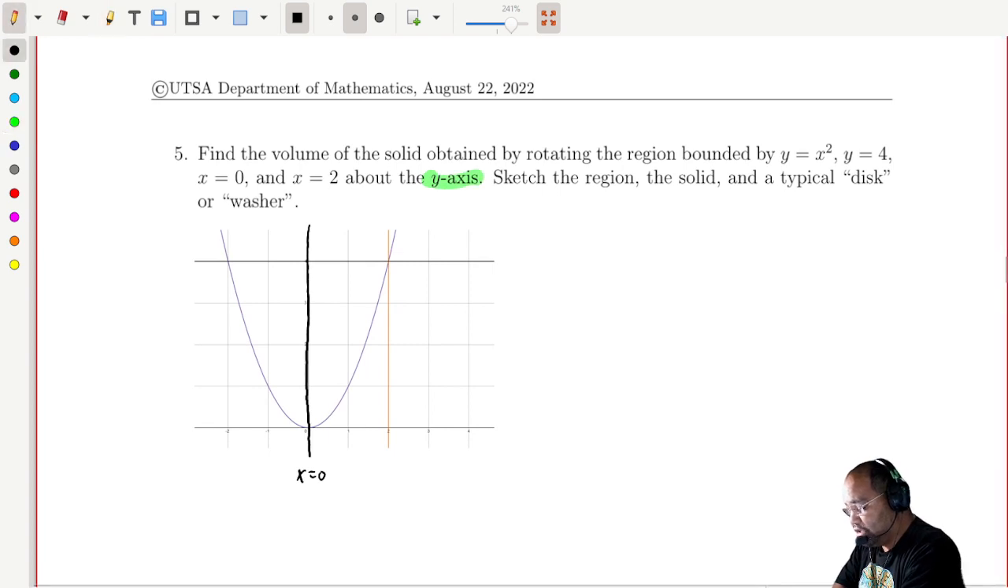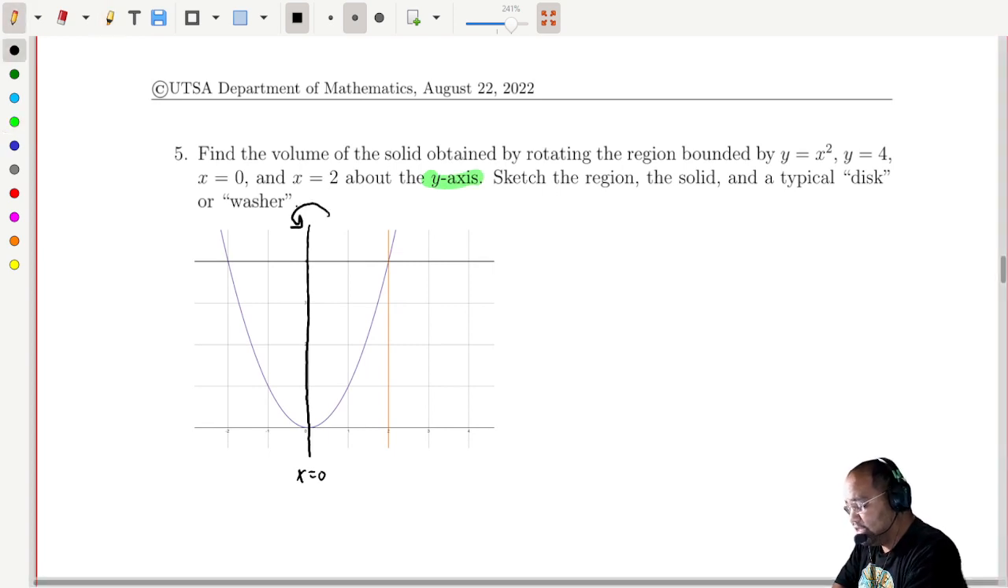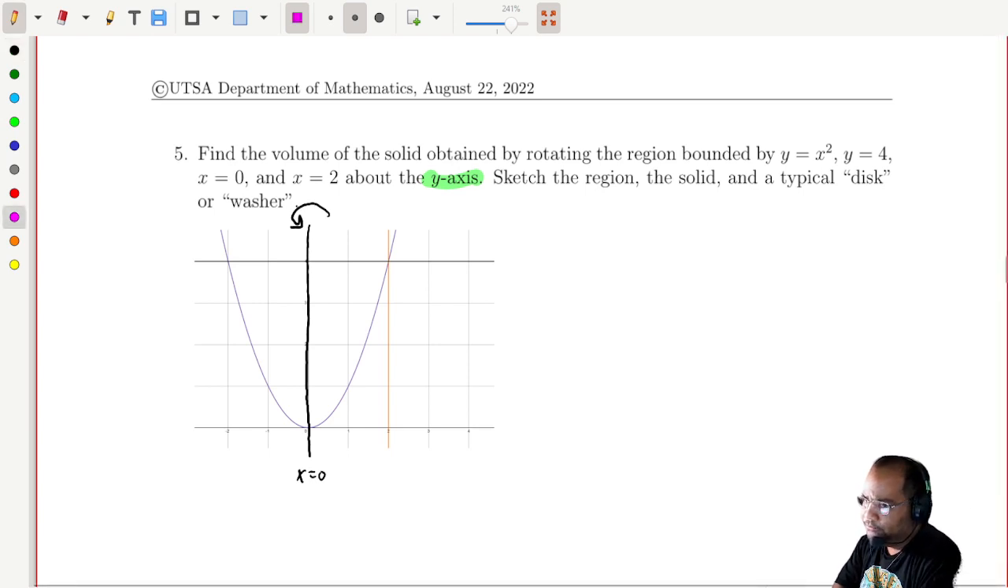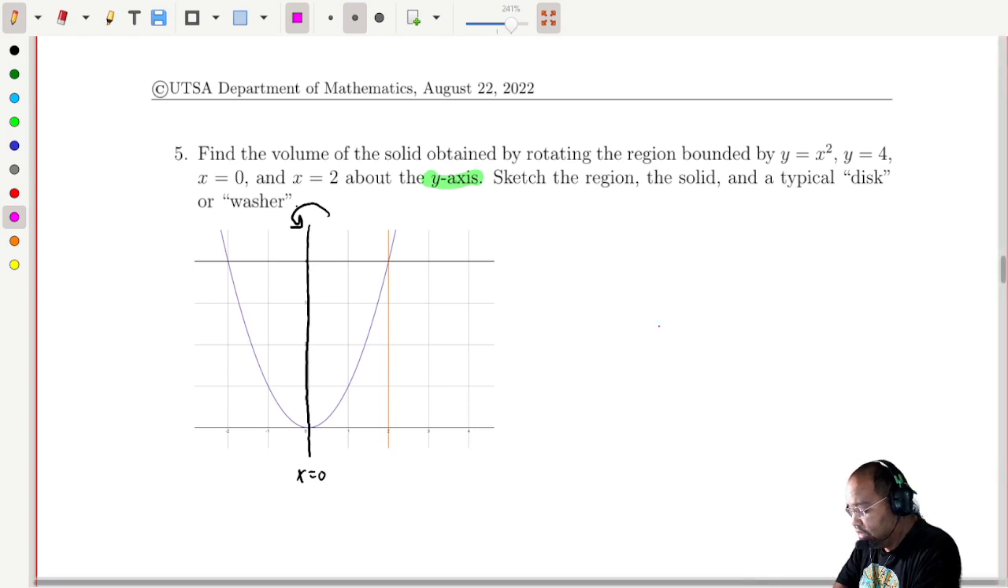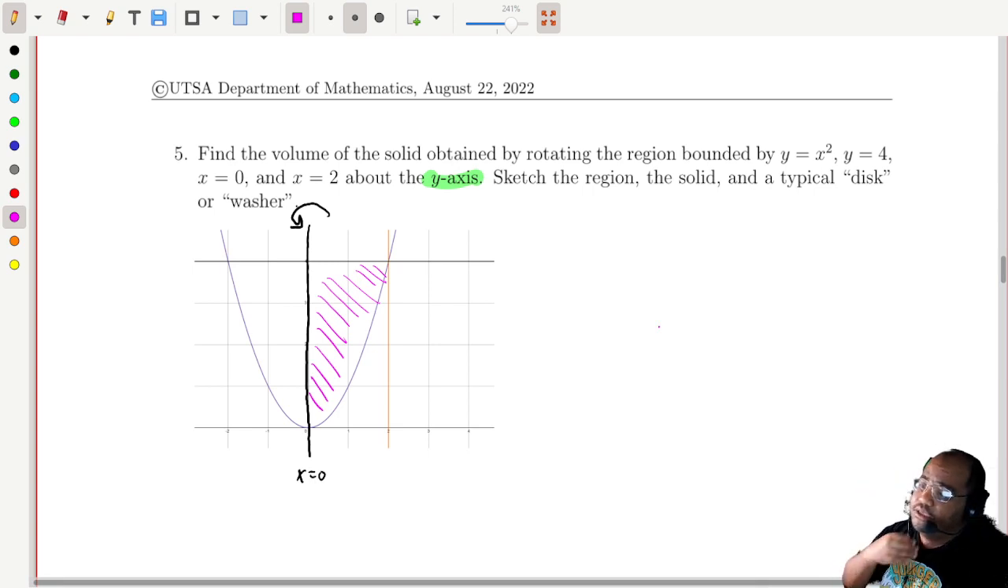Let's go ahead and draw that in. The y-axis is again the line x equals 0. So what is the region that we're worried about here? Well, we're going to follow the boundary: the parabola, y equals 4, x equals 0, x equals 2. So we are talking about this magenta region here.